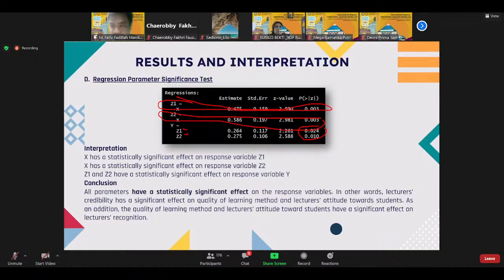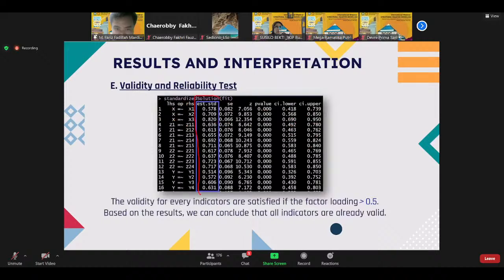In other words, lecturer's credibility has a significant effect on quality of learning method and lecturer attitude towards students. In addition, the quality of learning method and lecturer attitude towards students have a significant effect on lecturer recognition. Okay, this is the conclusion, and this is the validity and reliability test. All of the loading factors are greater than 0.5. Based on the result, we can conclude that all of the indicators are already valid.